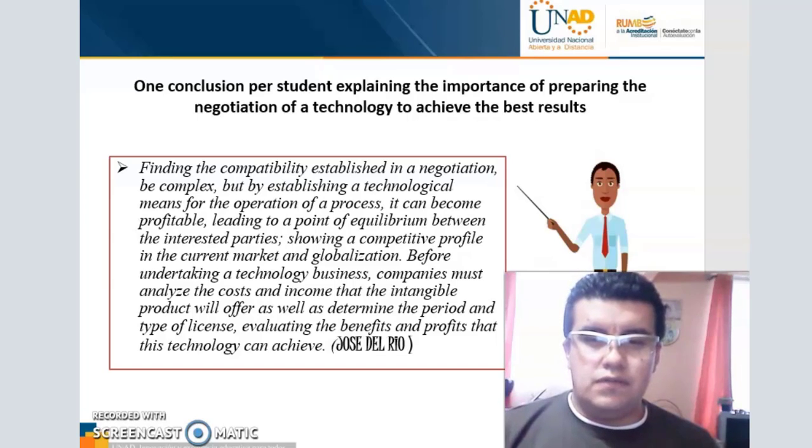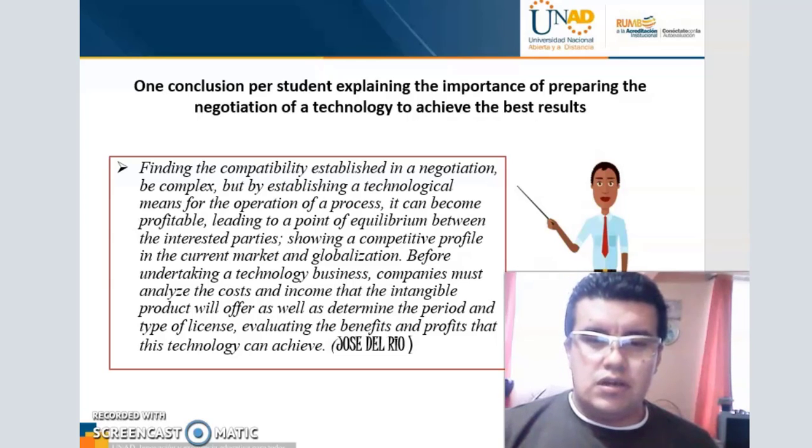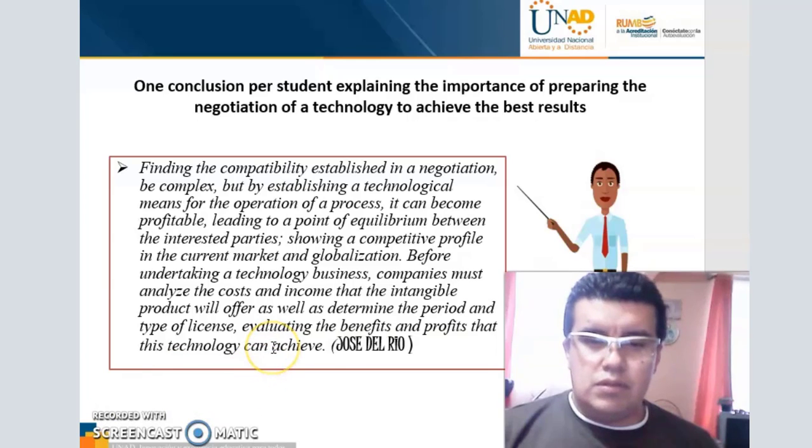Second conclusion. Finding the compatibility established in a negotiation can be complex, but by establishing a technological means for the operation of a process, it can become profitable, leading to a point of equilibrium between the interested parties, showing a competitive profile in the current market and globalization. Before undertaking a technology business, companies must analyze the cost and income that the intangible product will offer, as well as determine the period and the type of license, evaluating the benefits and profits that this technology can achieve.